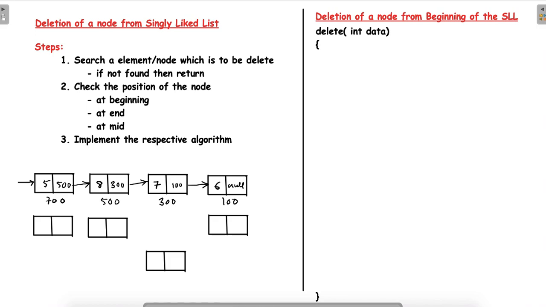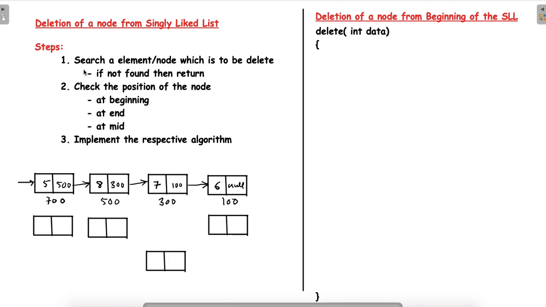Hello friends, welcome back to the data structure tutorial, and today we will be discussing deletion of a node from a single linked list. In the previous videos we have discussed how to insert a new node in the single linked list at different locations, that is insertion at the beginning, insertion at the end, and insertion at the middle of your list.